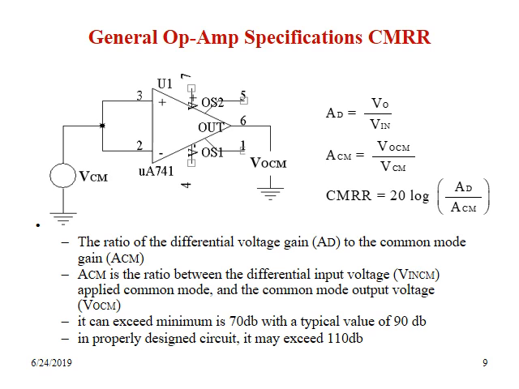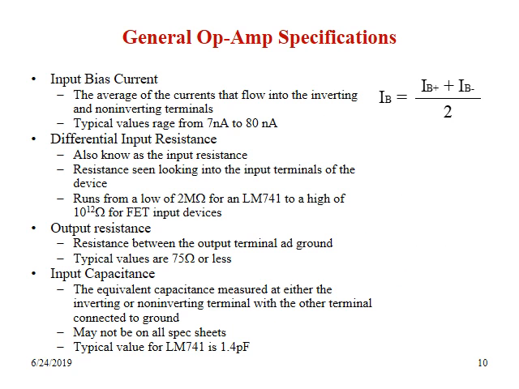Under differential mode, the output with respect to input is taken, and with common mode, where pin number 2 and 3 are connected together and a common mode signal is applied, ACM is also measured. So the differential output is measured and the common mode output is measured, and accordingly the ratio of AD upon ACM is nothing but the common mode rejection ratio. This should be as high as possible. So these are general op-amp specifications.